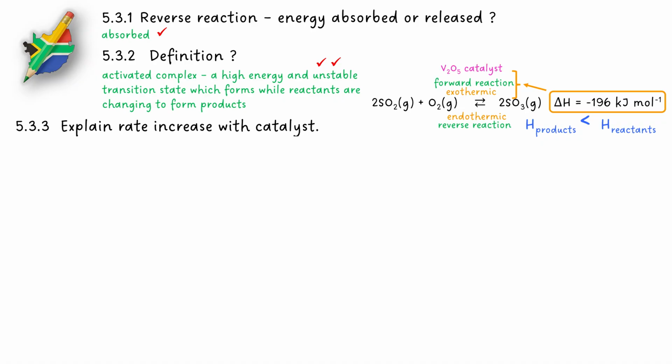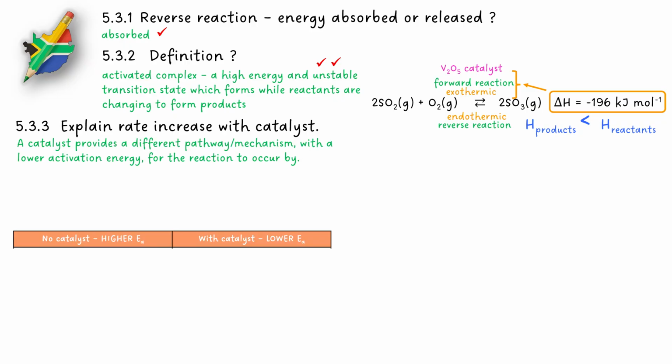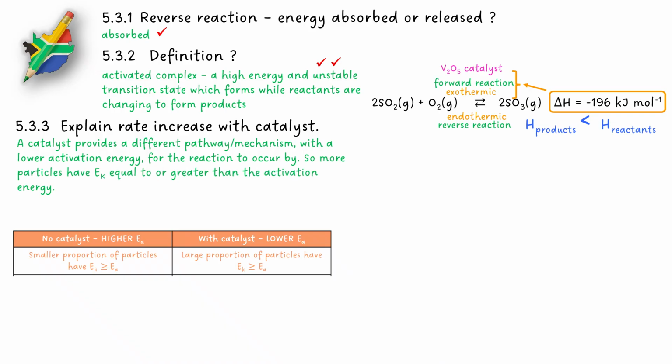The next question tells us that a catalyst is added to this reaction system, namely vanadium pentoxide, and we need to explain how it speeds up the reaction. Catalysts enable a reaction to occur by a different pathway or mechanism, and this different pathway has a lower activation energy. So, if a reaction has no catalyst present, the activation energy is higher, and with a catalyst, the activation energy is lower. A lower activation energy means more particles possess enough kinetic energy to react when they collide.